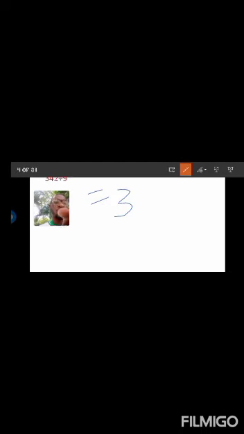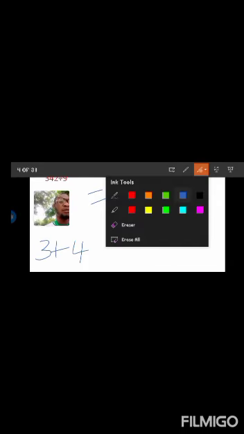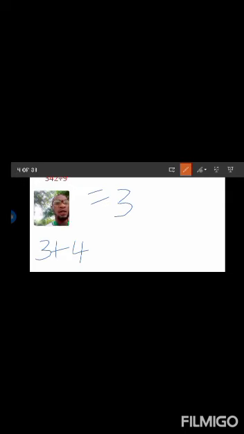So put down your 3. The next digit is going to be 3 plus the next number, 4. Look at it, 4 is our next number. So 3 plus 4 is 7. So 7 is not up to 9. The last number here is 2. So our third number is going to be 7 plus 2, which is equal to what?